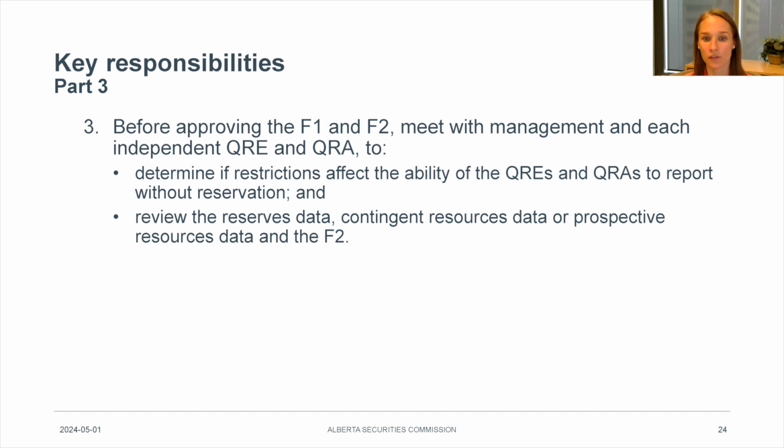So the next step after all of this, and a very key responsibility of the board that takes place before the board approves the filing of the F1 and the F2, is that the board must meet with management and the IQREs or A's. So first, the board needs to determine if there were any restrictions that affected the evaluators or auditors' ability to report without reservation. And importantly, at this meeting, they must review the reserves data, contingent resources data, or the prospective resources data that will be contained in the F1, and they need to review the F2.